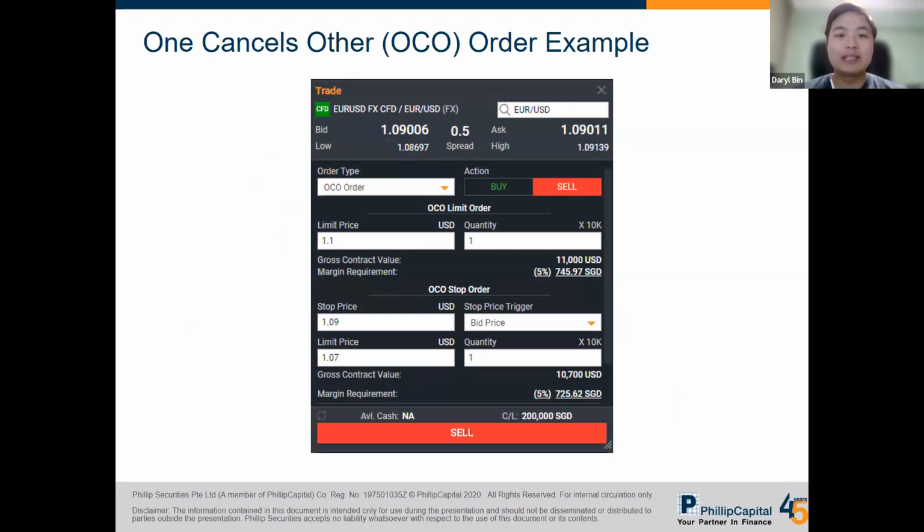So based on the two examples, if you already have a long position and you want to immediately take profit or stop loss, this is how you can place an OCO order in Poem's platform. Maybe you can screenshot this so that later, if you want to place an OCO order, you can refer to it.